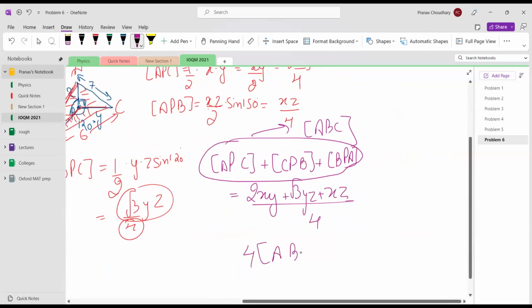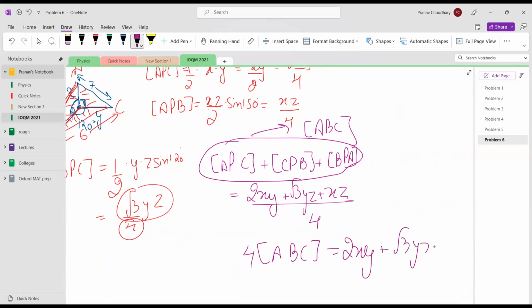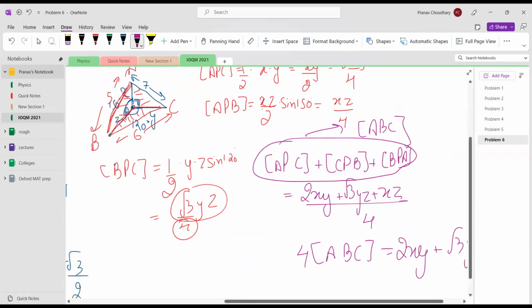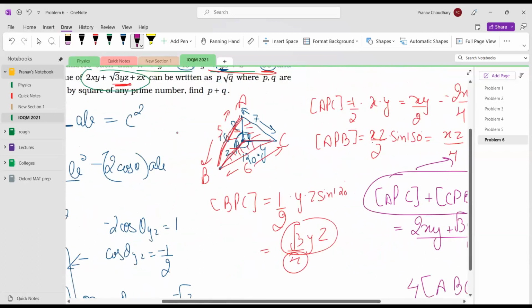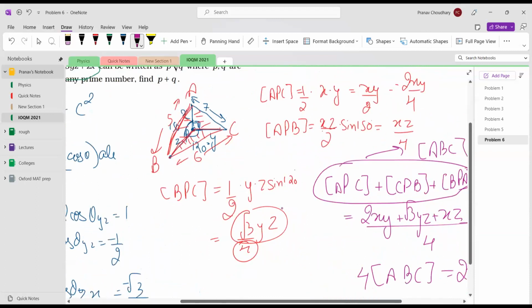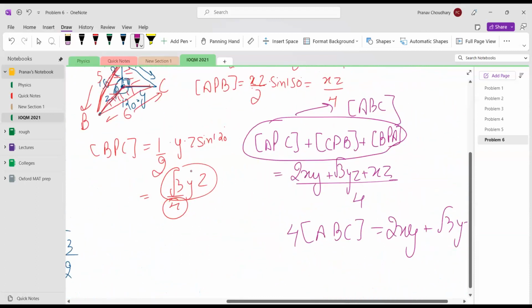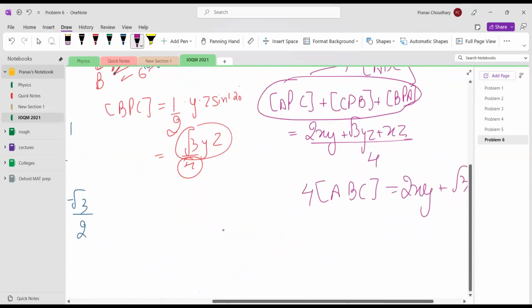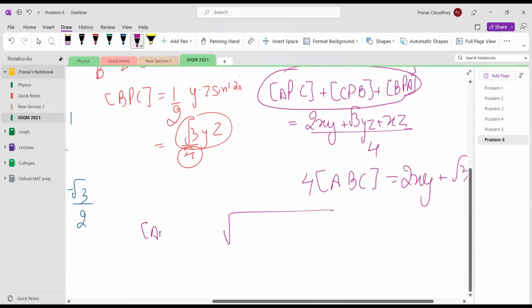So now 4 times ABC is 2xy plus root 3 yz plus zx. This is the term which I have to calculate. So I just have to calculate the area of ABC 4 times. And you know the side lengths of ABC, so you can use Heron's formula. So let's see.